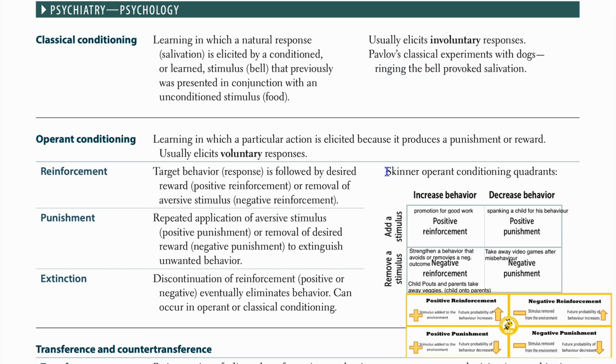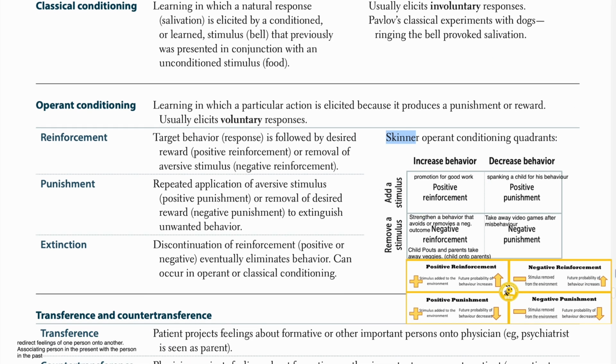Right. Skinner operant conditioning quadrant. So you make this quadrant in your head, and it helps you understand which one is which. They'll give you a scenario, and you just plug it into this square, and you'll get your answer. So: increase behavior and decrease behavior. Okay. Add a stimulus or remove a stimulus. So to increase behavior, you add a stimulus. It's called positive reinforcement. It's like getting a promotion for good work.